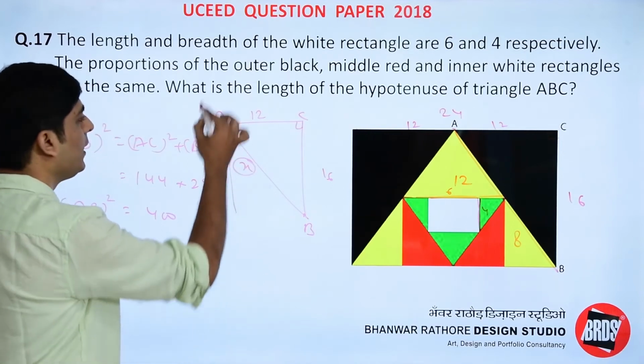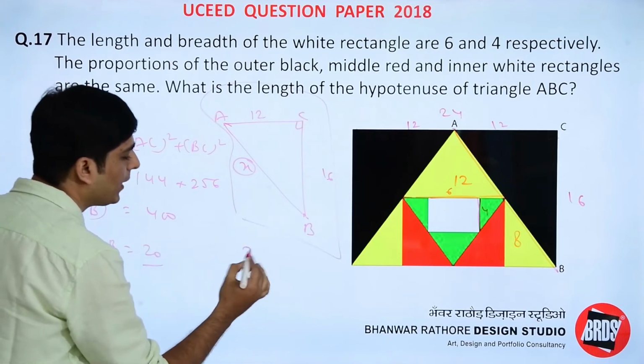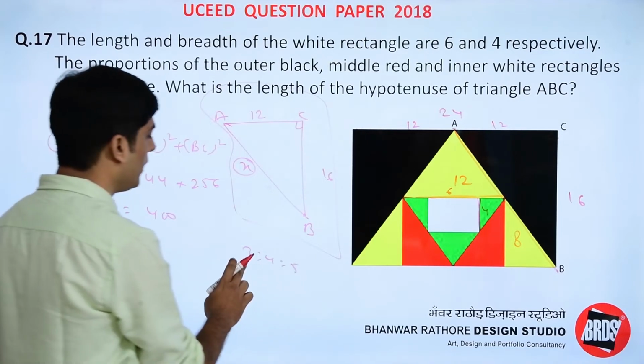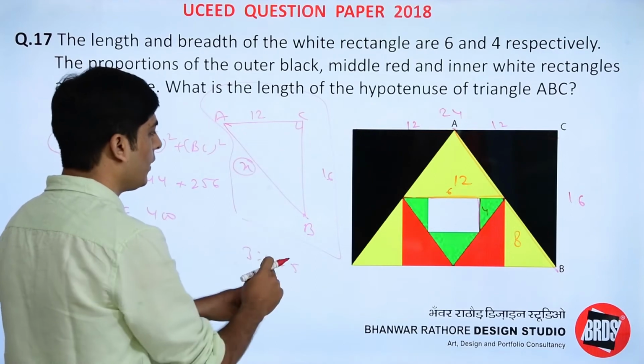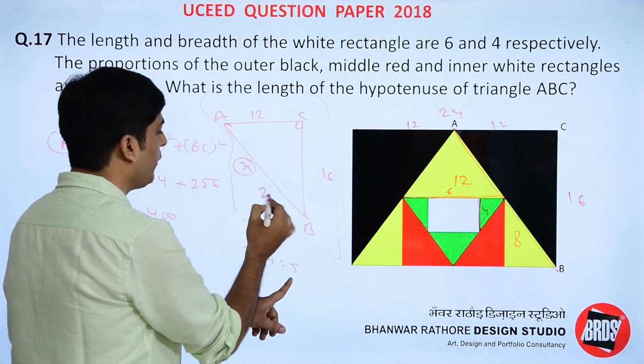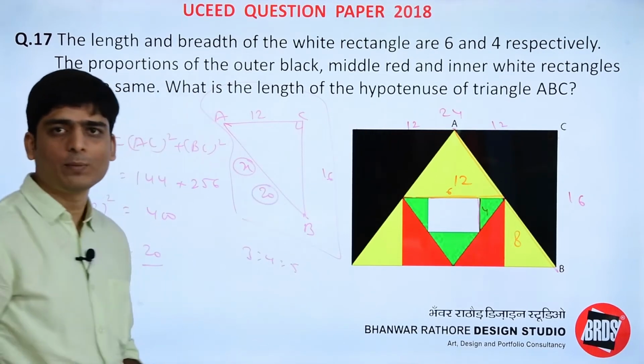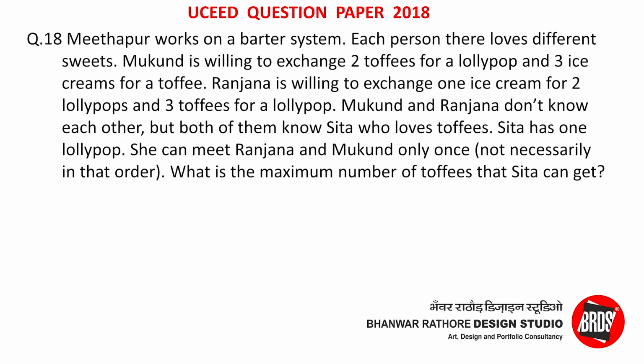Or you can apply the triplet here, that is 3, 4, 5. 3 4s are 12, 4 4s are 16, so 5 4s are 20 would be the answer. So overall the answer would be 20.